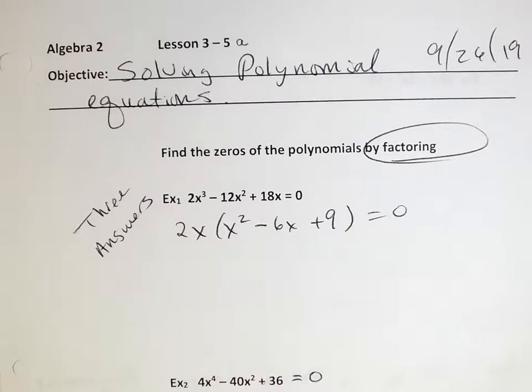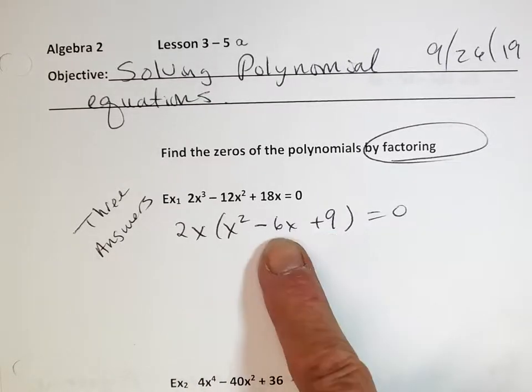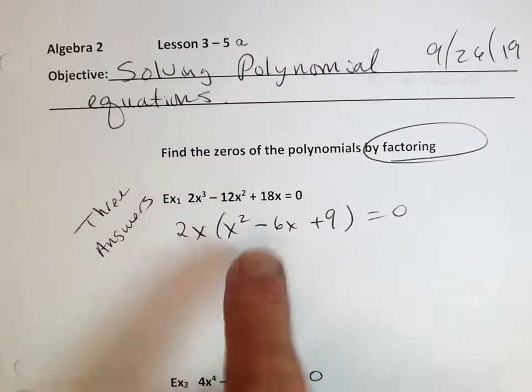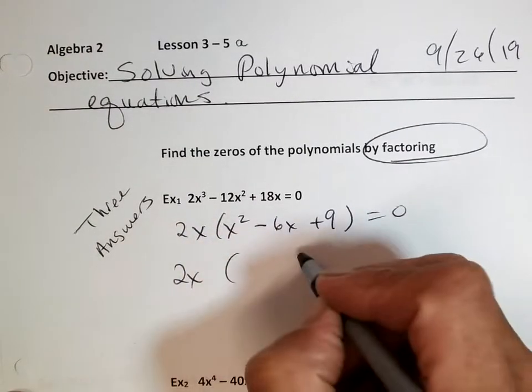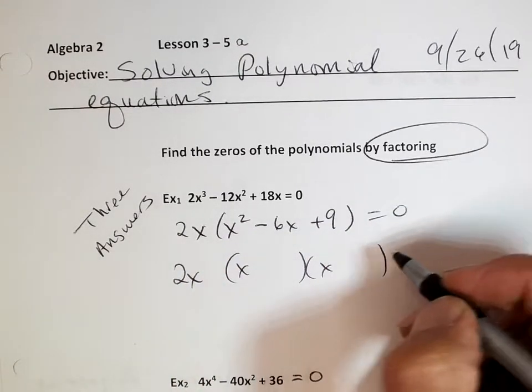Now, if you can factor again, let's factor again. And I can. I know the multiples of 9, 3 and 3 make a 6, right? But let's go -3, so I can make a -6. 2x, parentheses, x, and then we'll go -3.